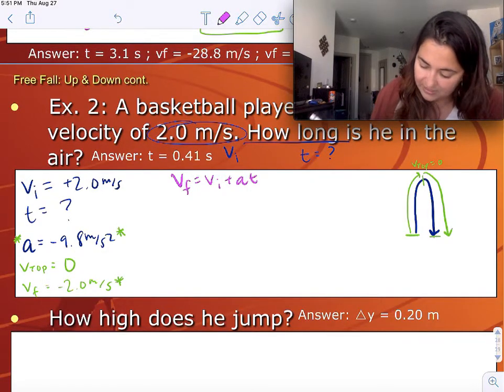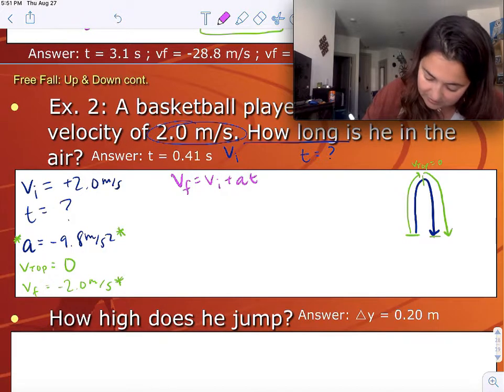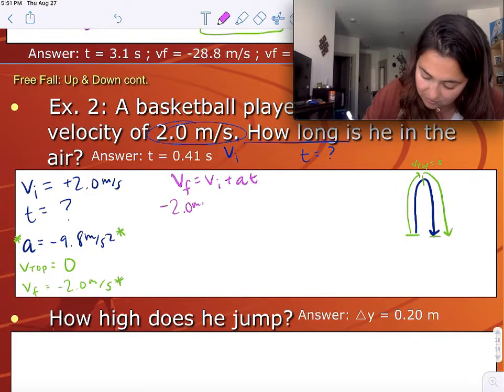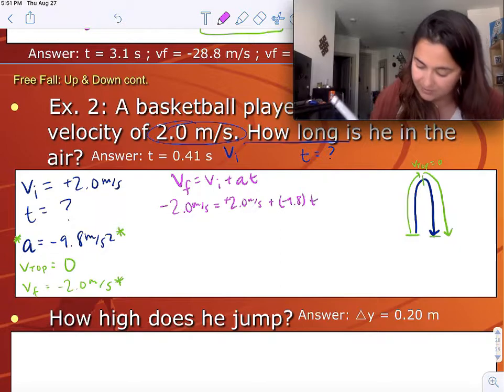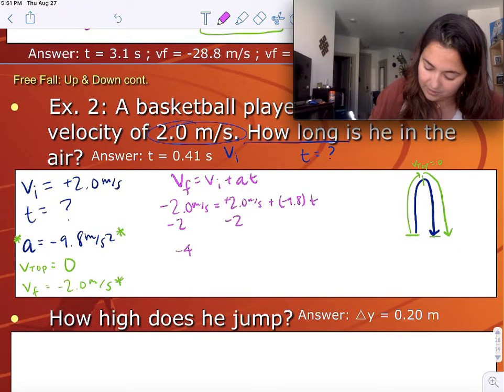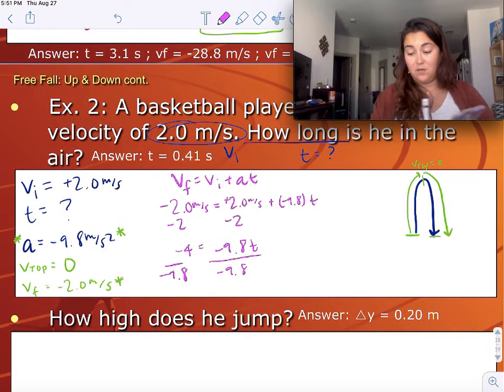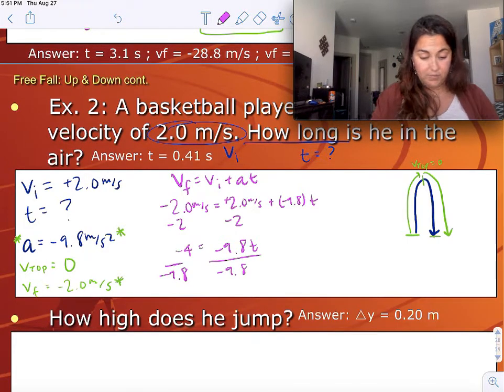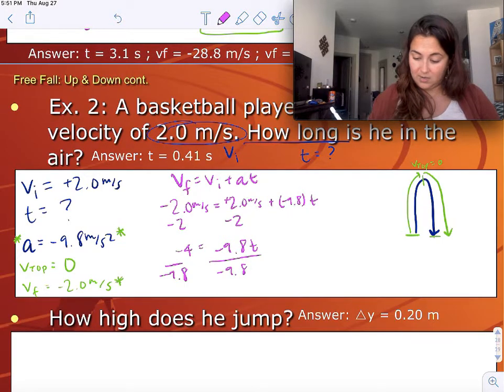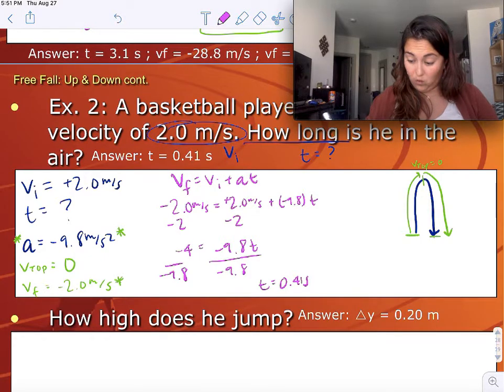But let's say the final velocity of the object is -2. Let's say we actually use the real final velocity. So -2 = 2 + (-9.8) times time. When I subtract 2 over, I end up with -4 = -9.8 times my time. We're going a little fast. You can pause me if you need some time to process the math. The time I get is 0.4 seconds, 0.41 seconds.